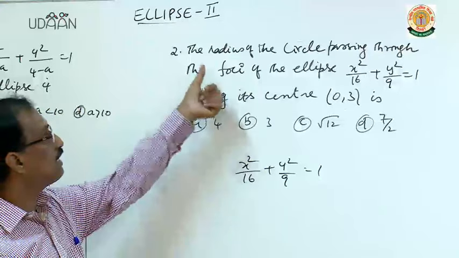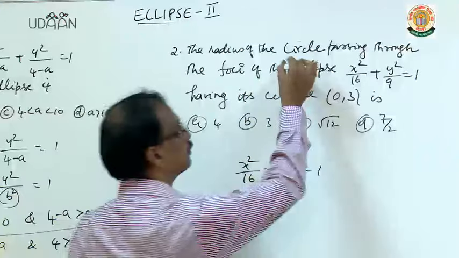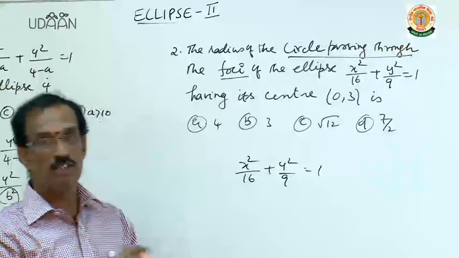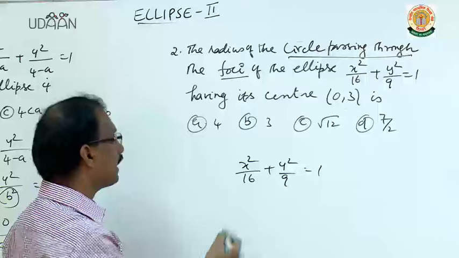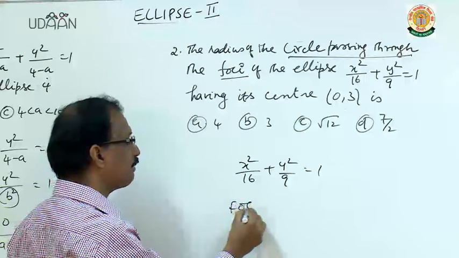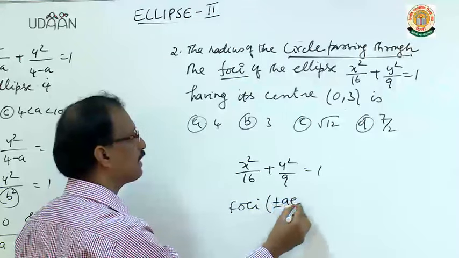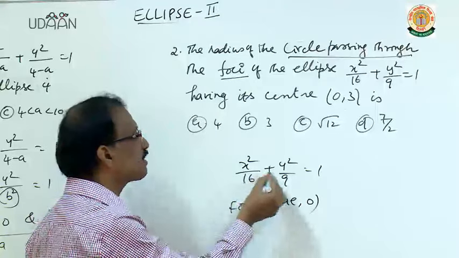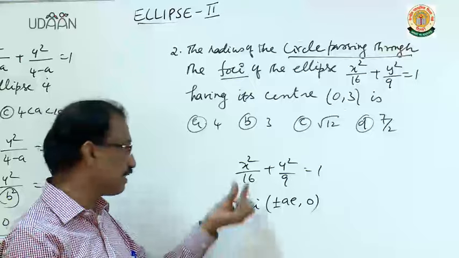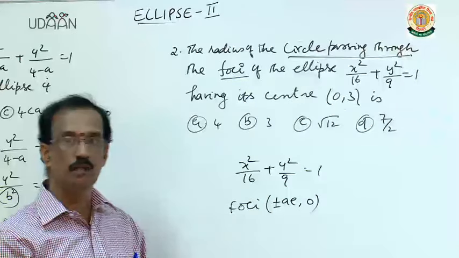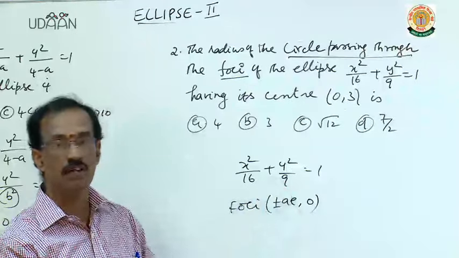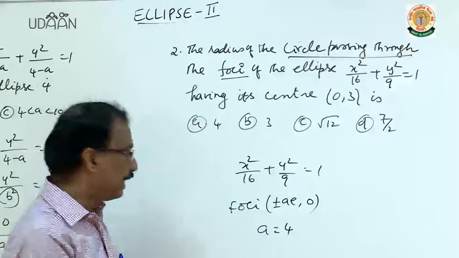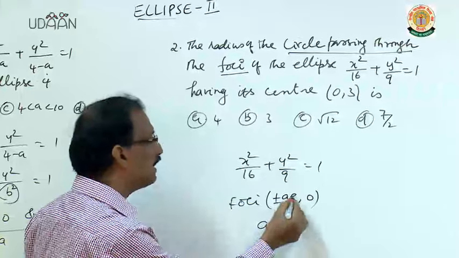Here what they say, the circle is passing through the foci. So first foci निकालना है. So foci निकालना है तो foci क्या होता है, that is plus minus ae, 0. क्यों प्लस माइनस ae comma 0, 16 is greater than 9. That means a is greater than b हो गया. That is a standard equation of an ellipse. So इसमें से a क्या है 4 and we have to find e is what.